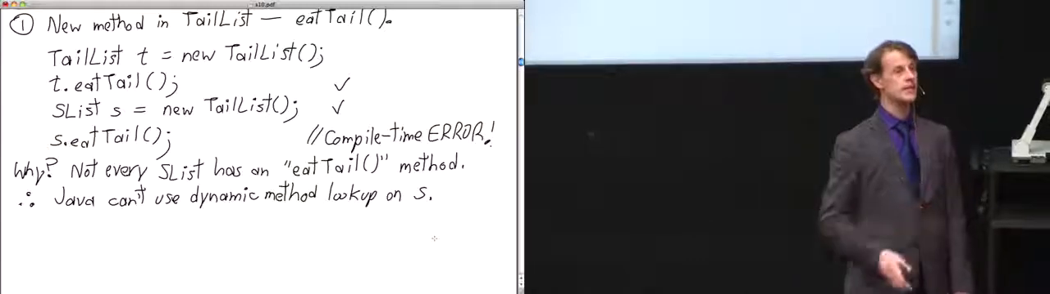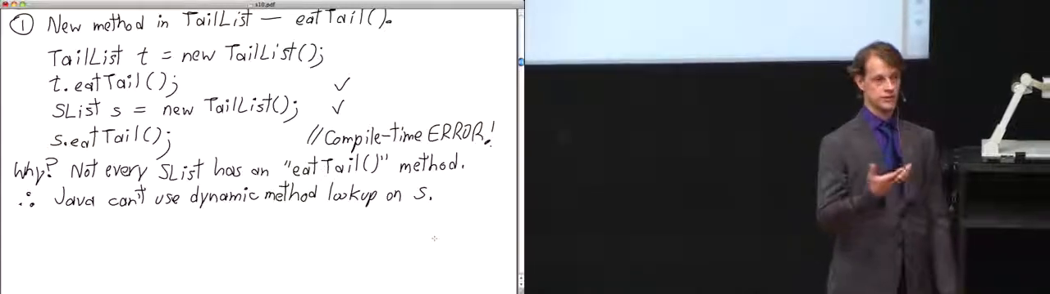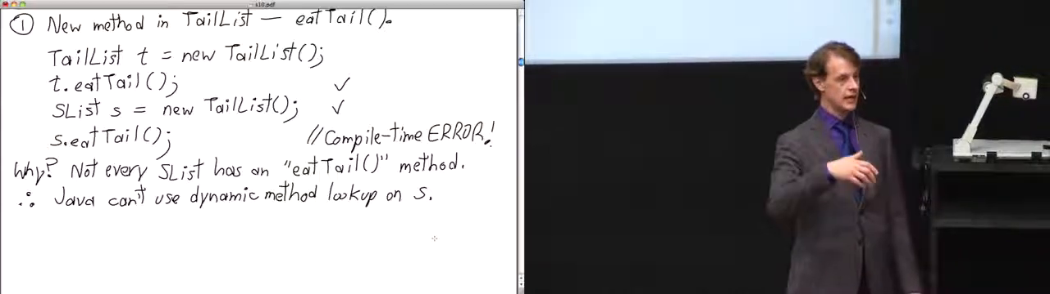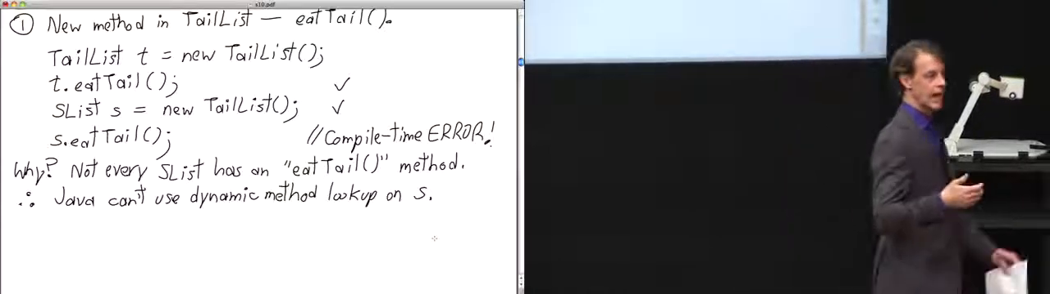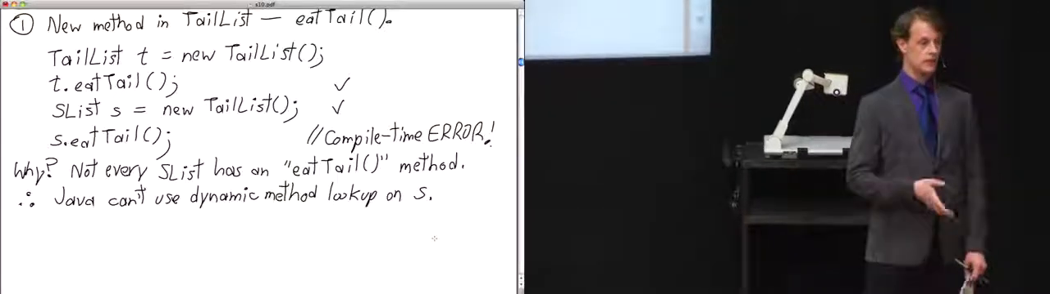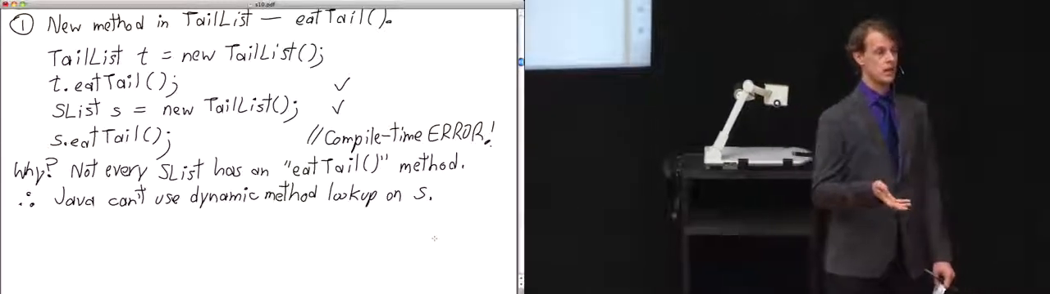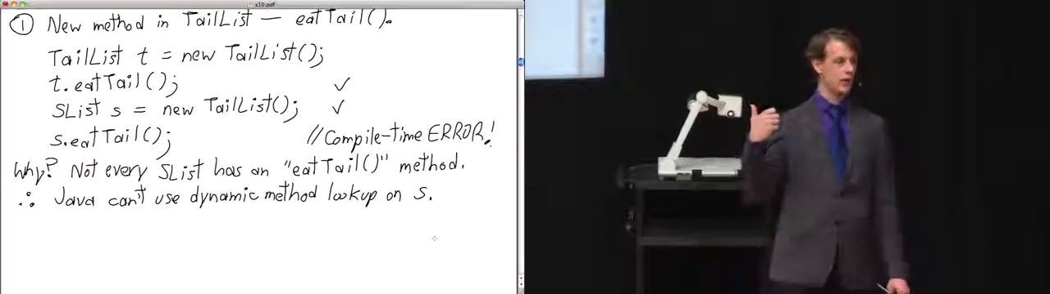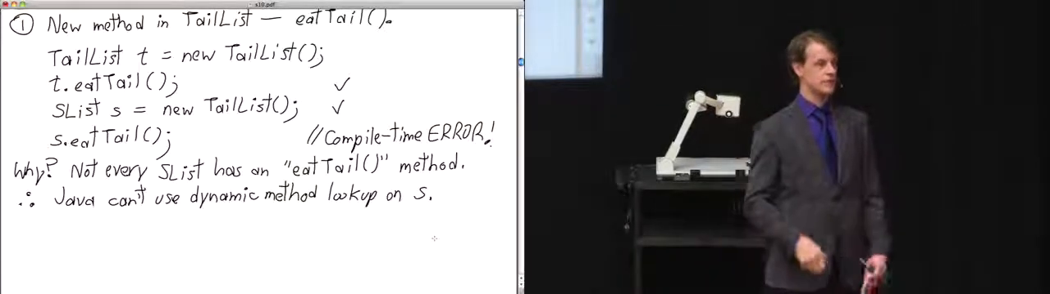It is absolutely an option to just define a dummy eatTail method in the SList class that does nothing or returns an error message or whatever. But there are situations where that is not an option, like if somebody else programmed SList and you're not allowed to change it.